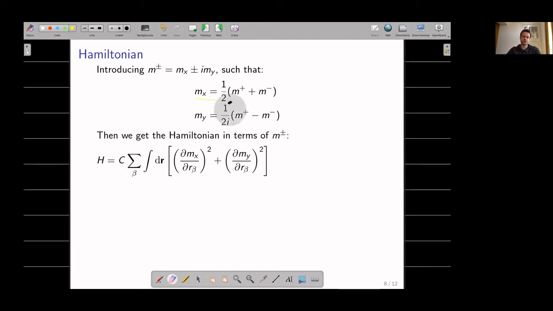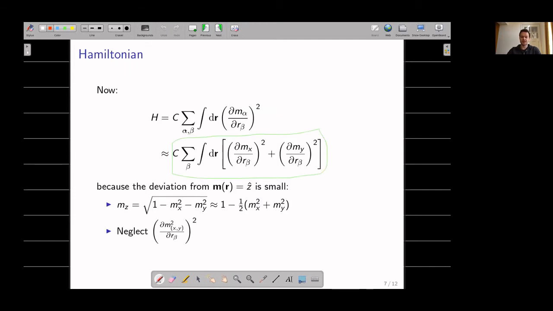Sorry, let me not use yellow here. Red. mx is here, and then my here. Again, this is just a linear transformation between m plus and m minus, and mx and my.